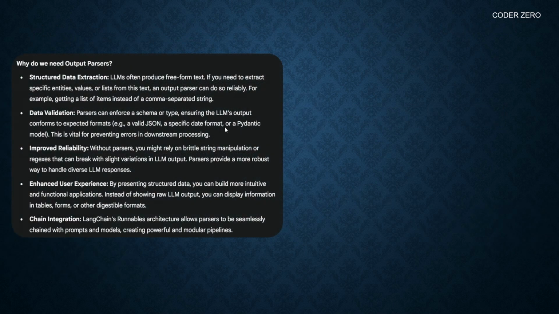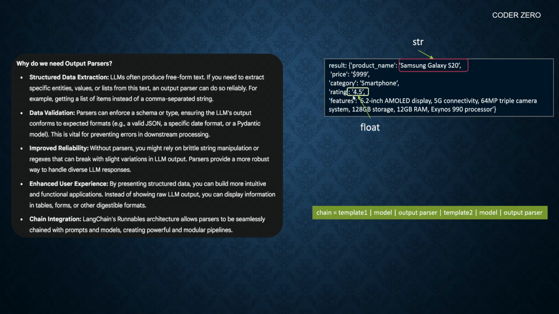Now, why do we need output parsers? With output parsers, we have structured data extraction, data validation, improved reliability, and enhanced user experience. We can easily integrate within a chain. We can design the output parser in such a way that it will output in this format. Also, it should validate that this variable should be a string, this rating should be a float.